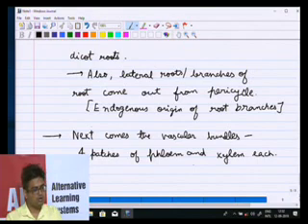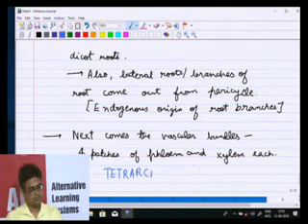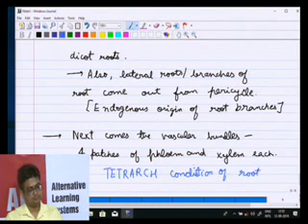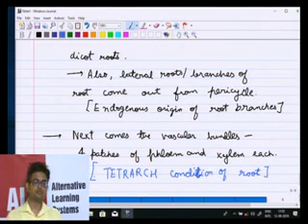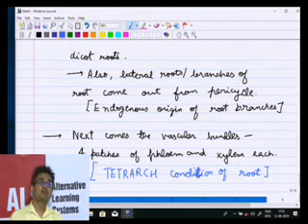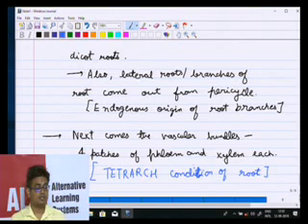So you can say this is called tetrarch condition of root. 4 vascular bundles. Tetrarch condition of root with respect to vascular bundles. Tetrarch condition of root. When we see the monocot root, in that you will see polyarch condition, greater than hexarch. Hexarch we don't write, we normally say just polyarch condition.